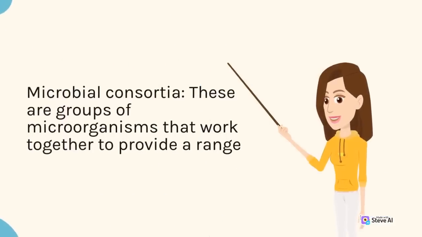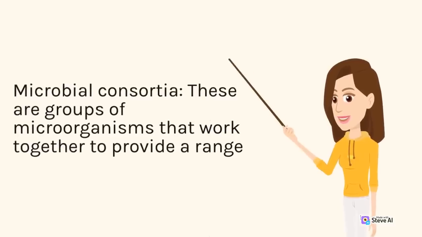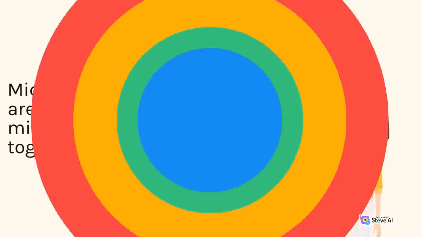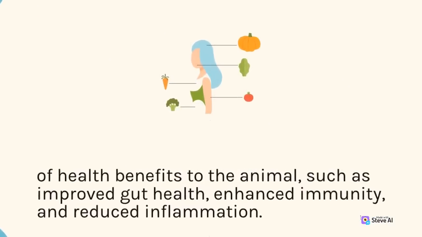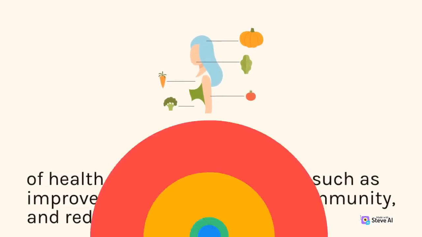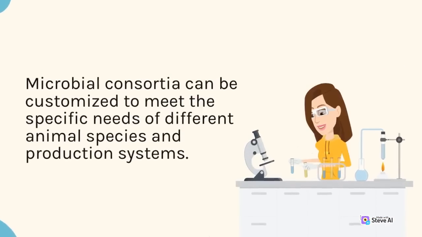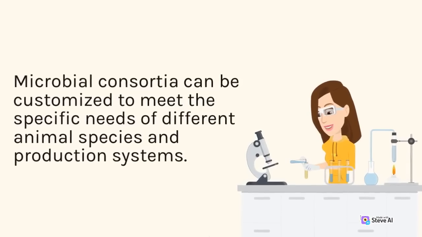Microbial consortia. These are groups of microorganisms that work together to provide a range of health benefits to the animal, such as improved gut health, enhanced immunity, and reduced inflammation. Microbial consortia can be customized to meet the specific needs of different animal species and production systems.